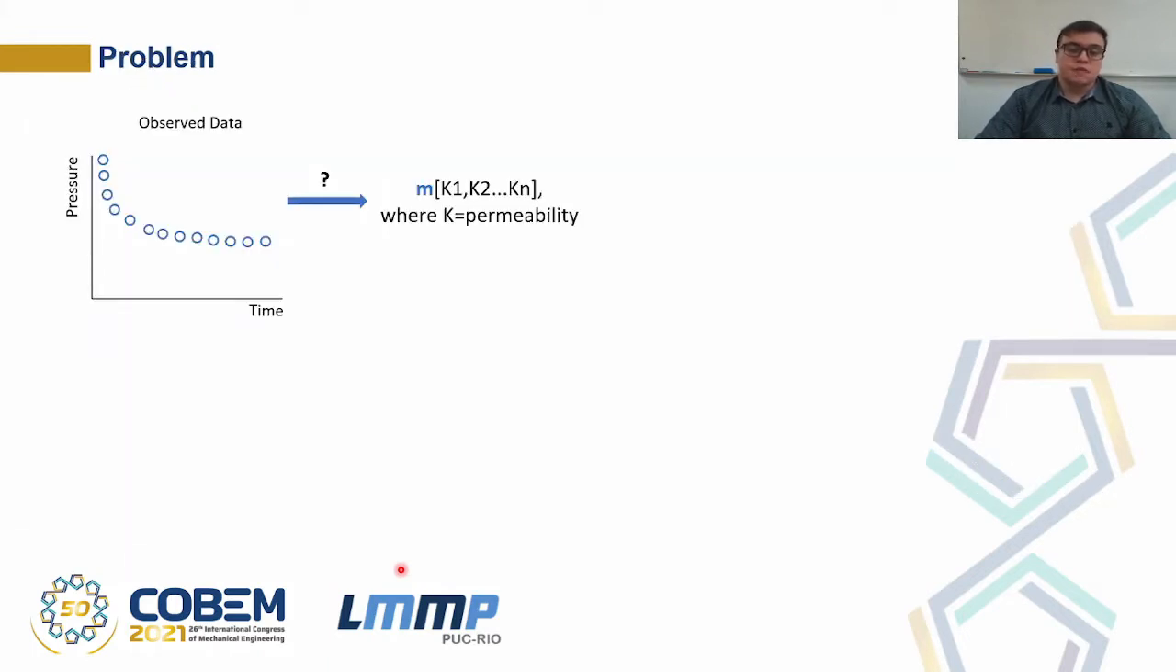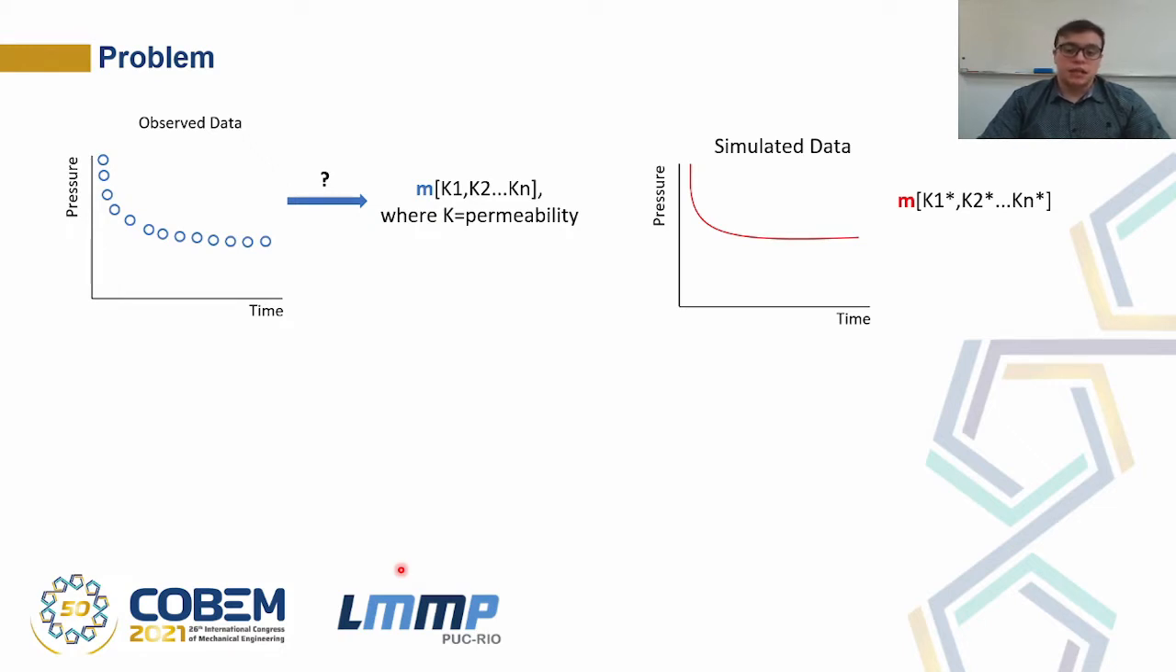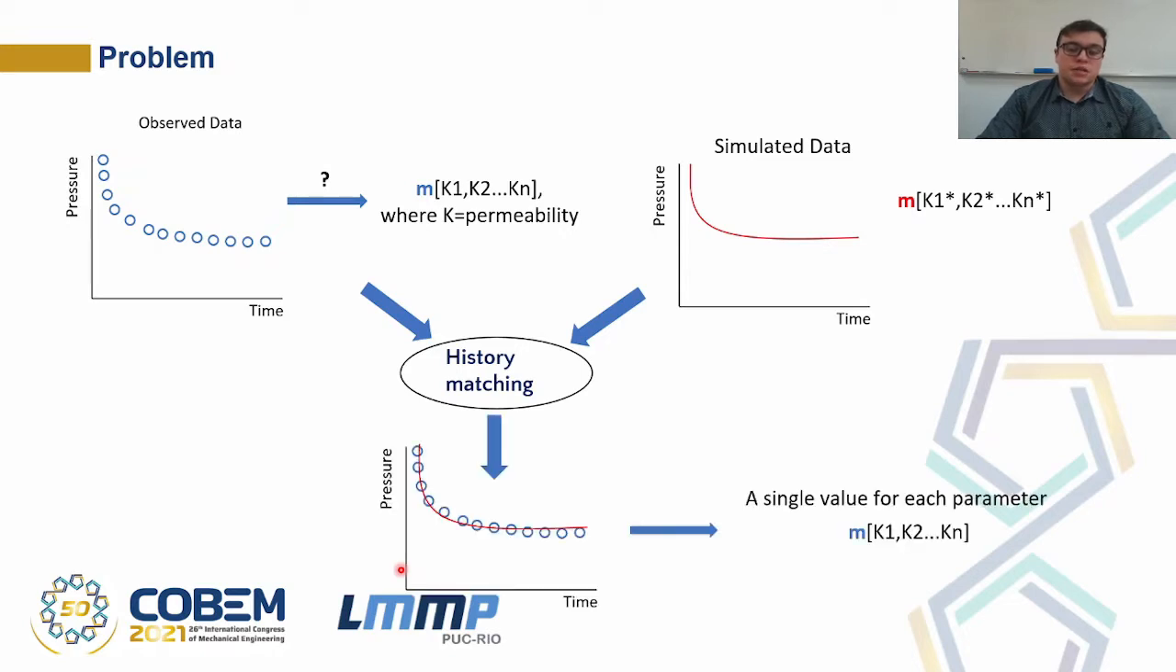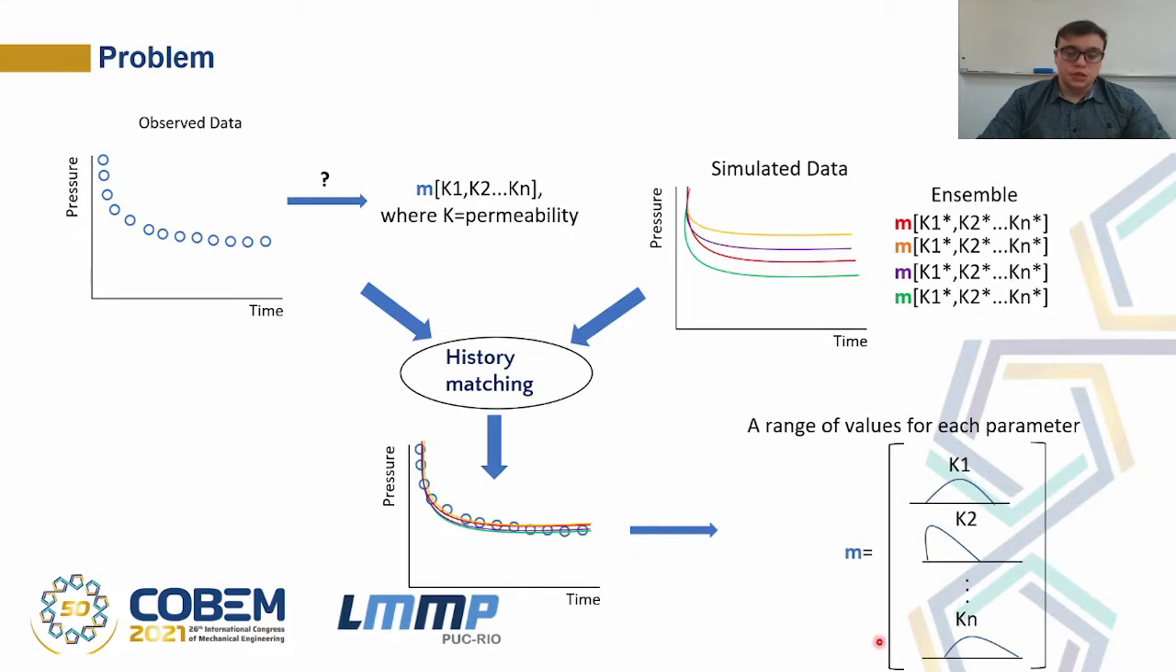The problem consists of estimating the permeability of the reservoir based on data. For this, we create simulated data with unknown permeability values, and then we use an optimization method to make their history match and estimate the values for the permeability. So, in order to estimate a range of values as a response, we use an ensemble of simulated models and use an ensemble-based method to make the history match and achieve a range of values as a response for each parameter.